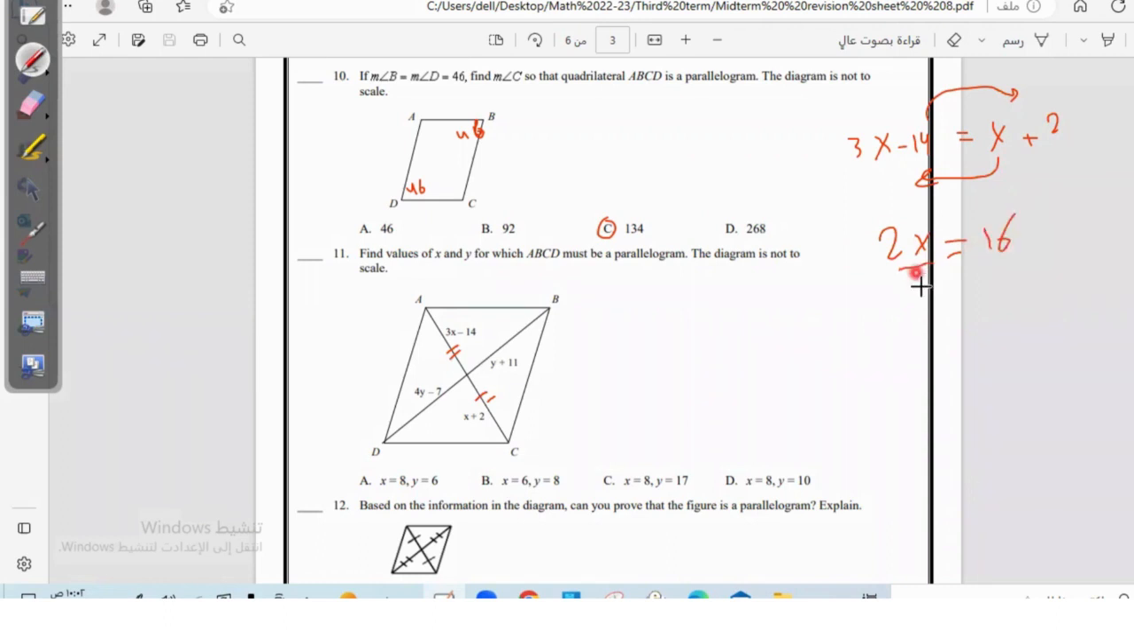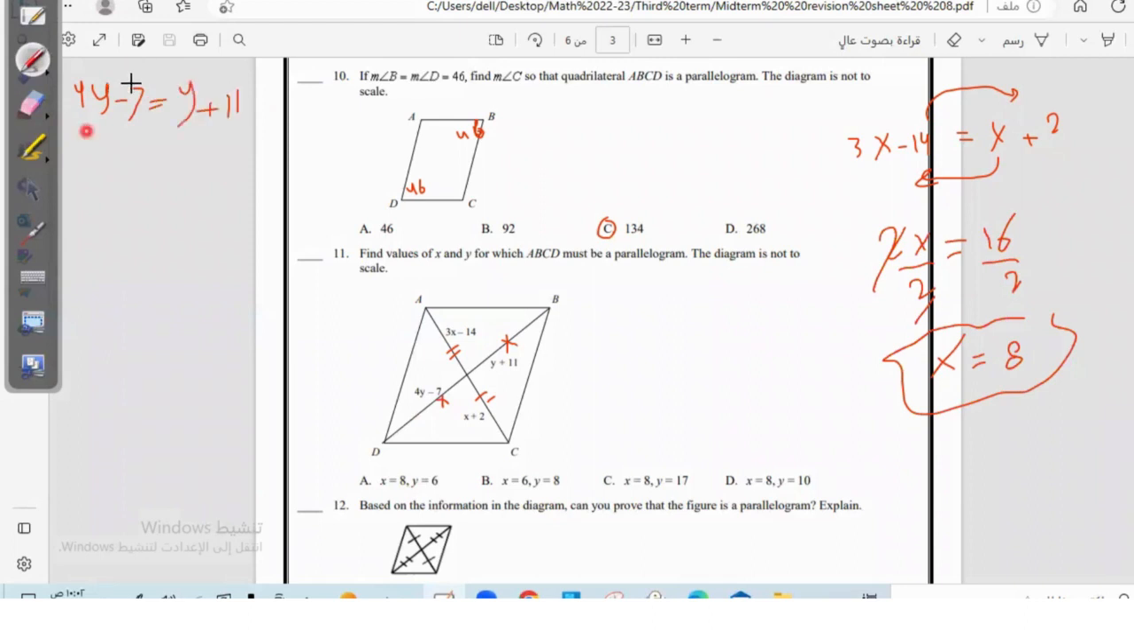Then divide by what? Each side or one side? x equals 8. So x here equals 8. What about y? So this is 4y minus 7 and y plus 11. So the two diagonals bisect each other, so this part equals this part. So 4y minus 7 equals y plus 11.